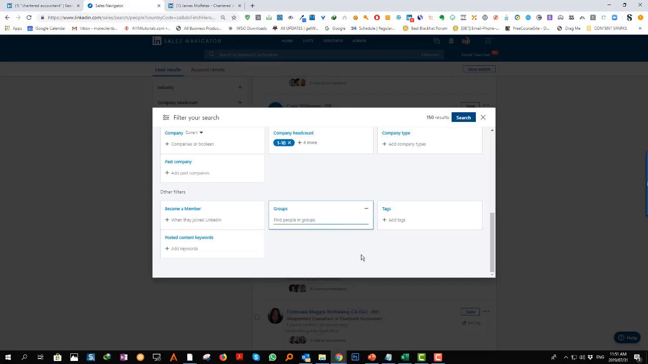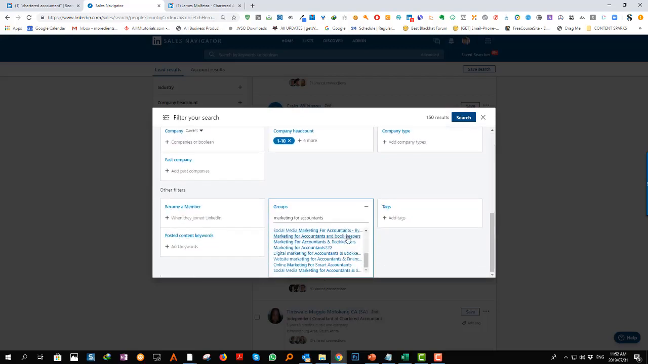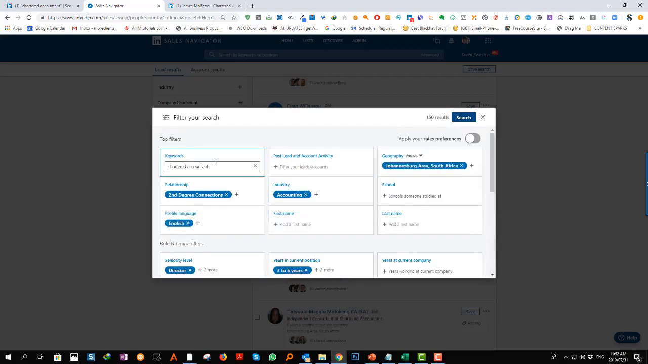The key one for me though is groups. What's nice here, if I go and I type in here marketing for accountants, you can see all of these particular groups right now actually do exist. So this is really, really cool. What I would probably do when I was using groups is I would actually get rid of a lot of all of these other filters, because many of them wouldn't be all that applicable. What I would be wanting to do is I would want to know who they are. So I'd be looking for chartered accountant.